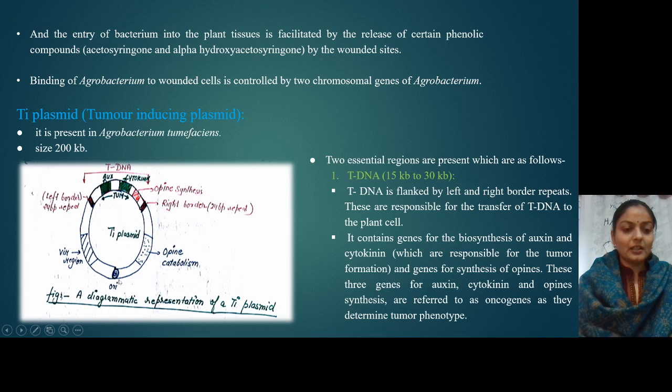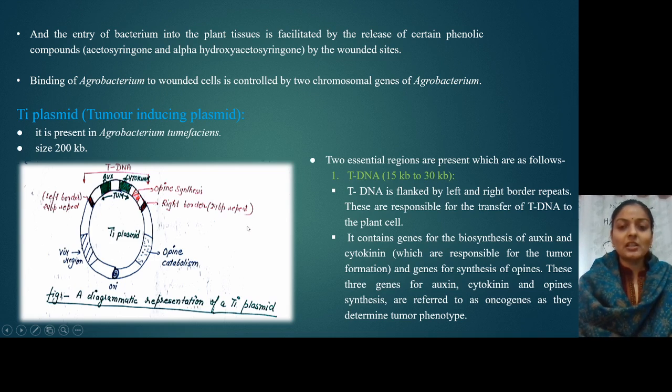In the Ti plasmid there is an ori, and one important region is the T-DNA, that is transfer DNA, and it plays an important role in the infection process, because this is the area which is transferred to the plant cell. Let's see the size of the plasmid. Agrobacterium tumefaciens contains a Ti plasmid with a size of nearly 200 kb. In this 200 kb there are two essential regions: one is the vir region and the other is the T-DNA.